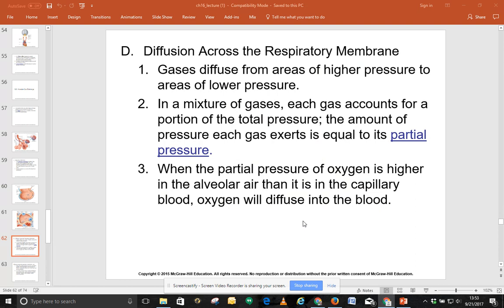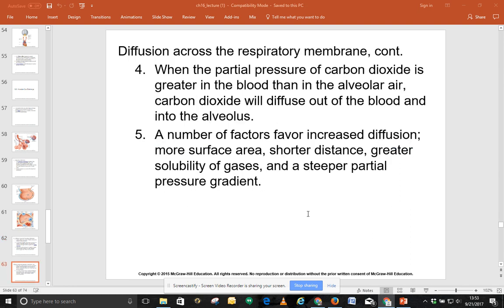When the partial pressure of oxygen is higher in the alveolar air than it is in the capillary blood, oxygen will diffuse into the bloodstream. And that's what I was representing to you just now. Diffusion across the respiratory membrane: when the partial pressure of carbon dioxide is greater in the blood, which I just indicated to you, than in the alveolar air, then the carbon dioxide will move into the alveolar space because it's lower concentration, and then you will exhale that. So I'm just kind of repeating myself.